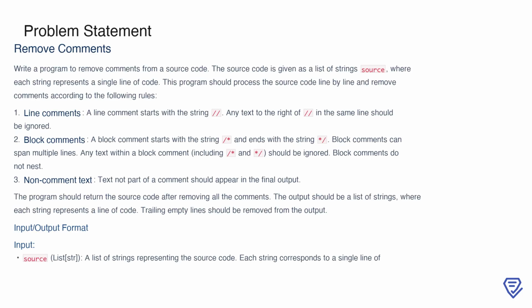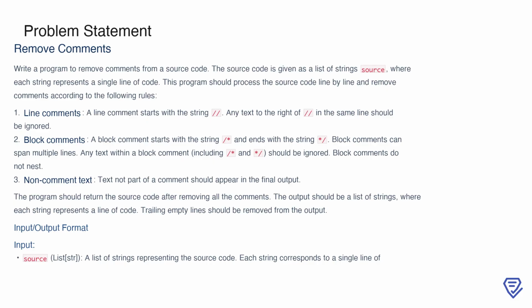In this problem, we are tasked with writing a program that removes comments from a given source code. The source code is provided as a list of strings, where each string represents one line of code. Our goal is to process each line of this code and eliminate any comments based on specific rules. First, there are line comments, which start with double slashes, //. Any text that appears to the right of // in the same line should be ignored.